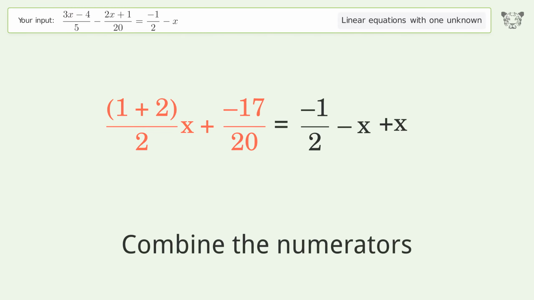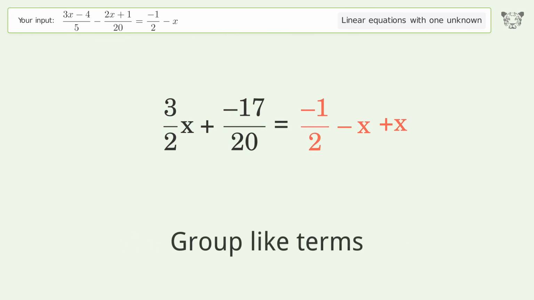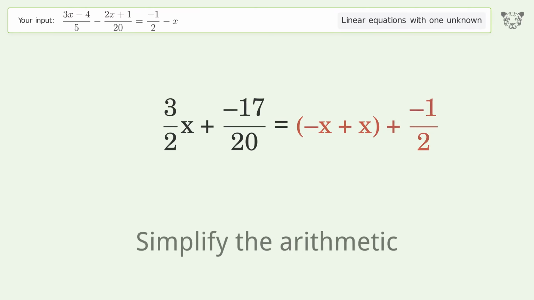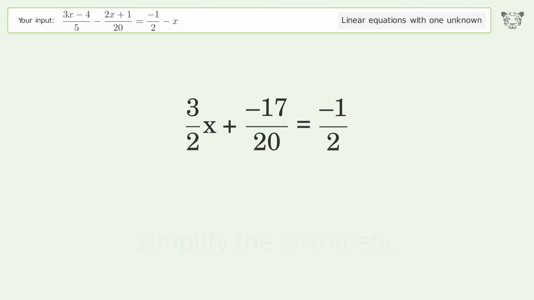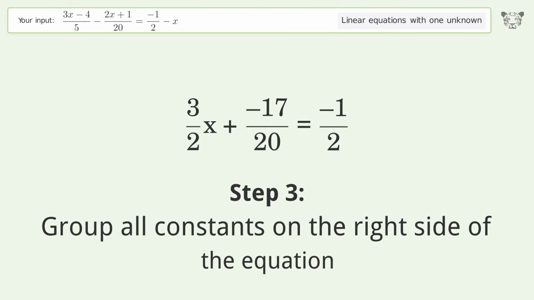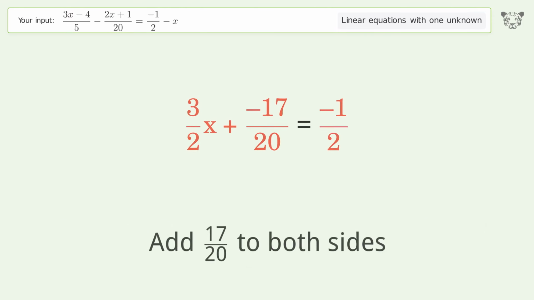Combine the numerators. Group like terms. Simplify the arithmetic. Group all constants on the right side of the equation. Add 17/20 to both sides.